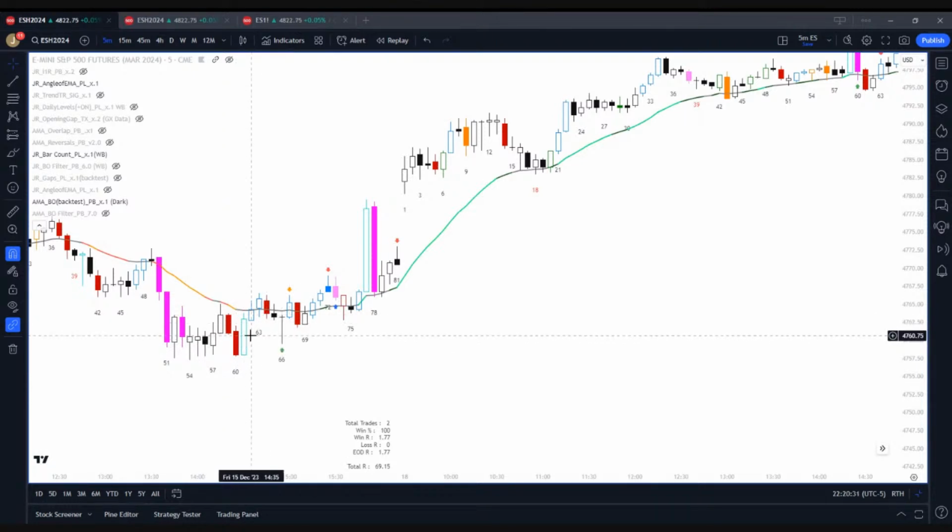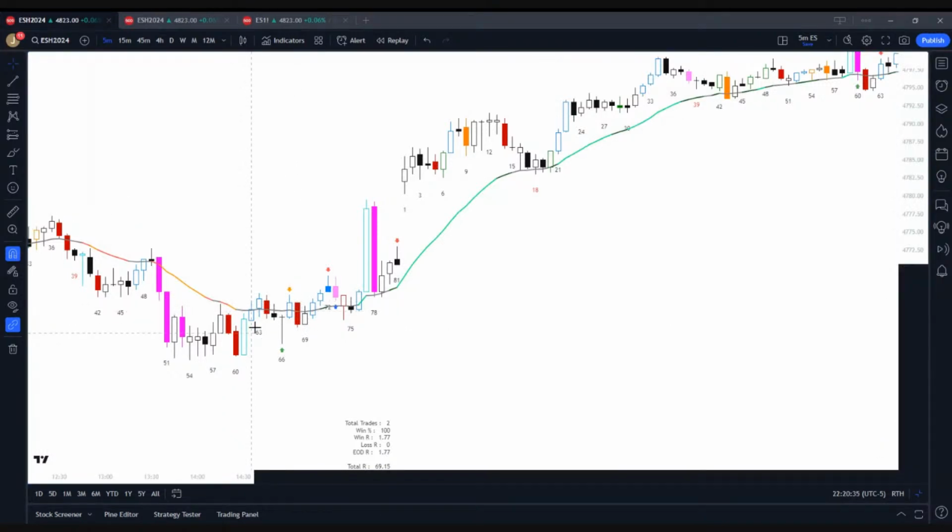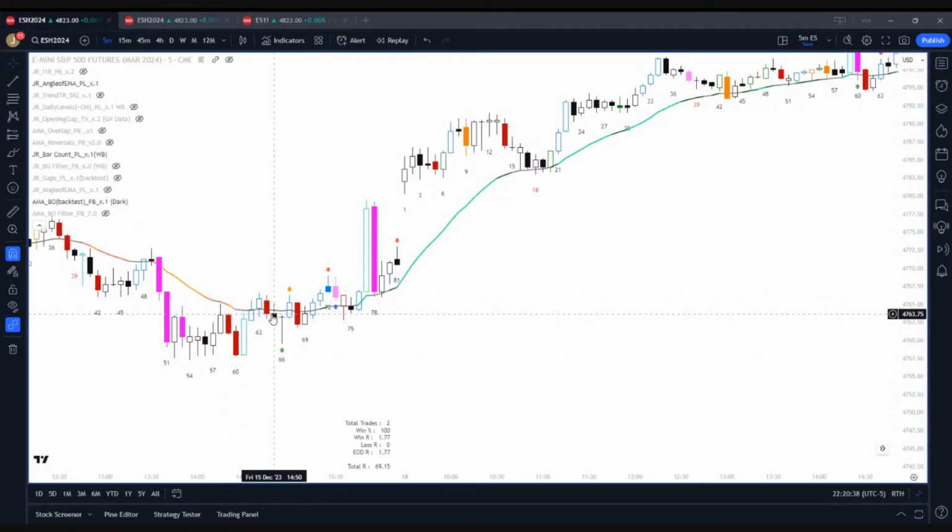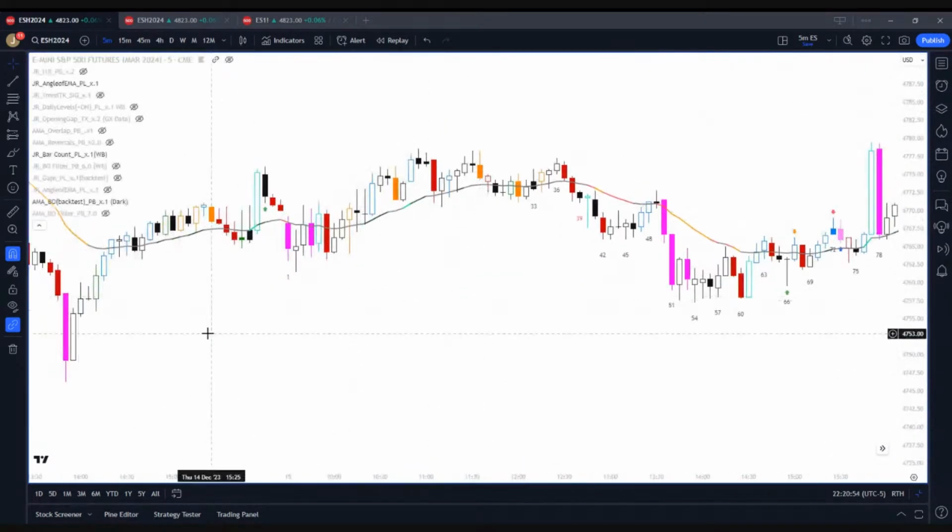66 pulls back and gets an entry at that 50%. And so this doesn't actually require any scaling in. This bar is entering at 50% of this bar and getting out again at the original target location, which is the bar low there. Let's see if we can find an example of scaling in.